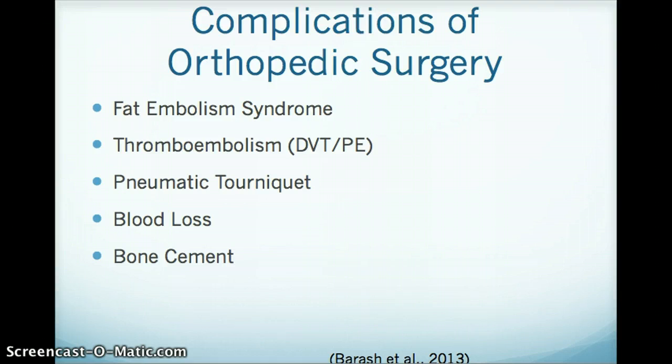Common complications of orthopedic surgery are fat embolism syndrome, thromboembolism, blood loss, and complications with tourniquet and bone cement use.